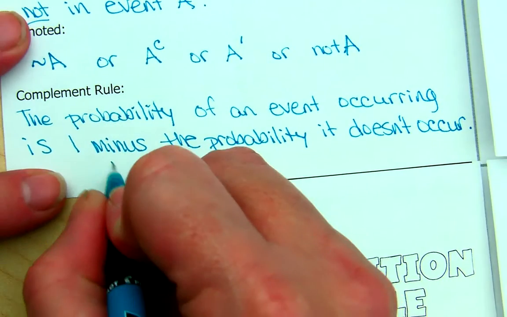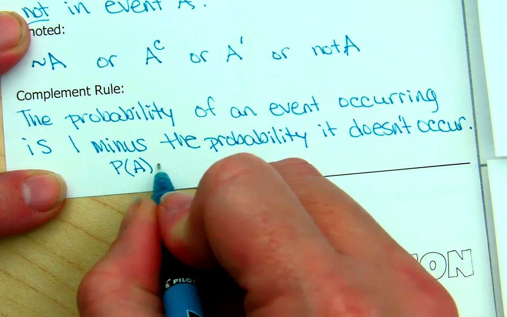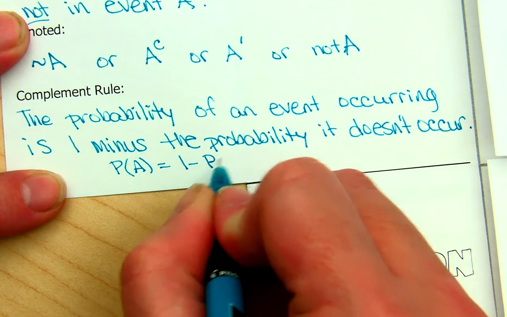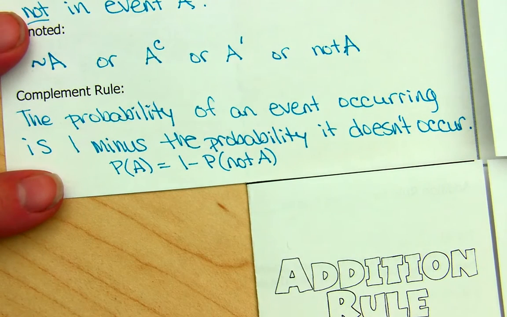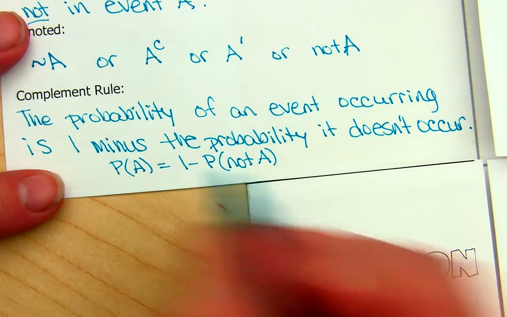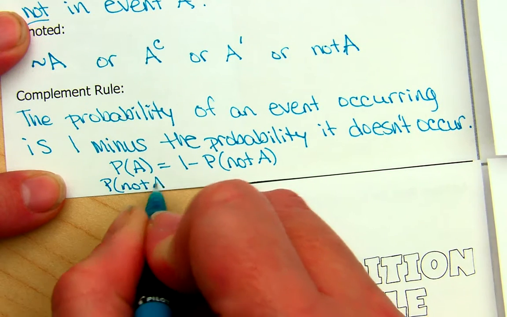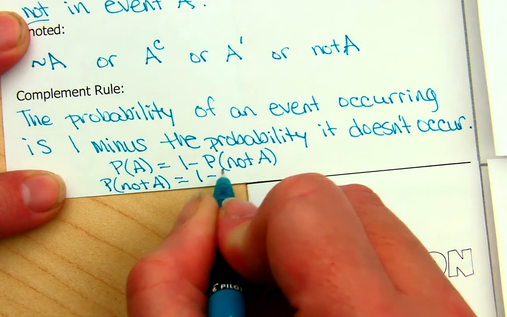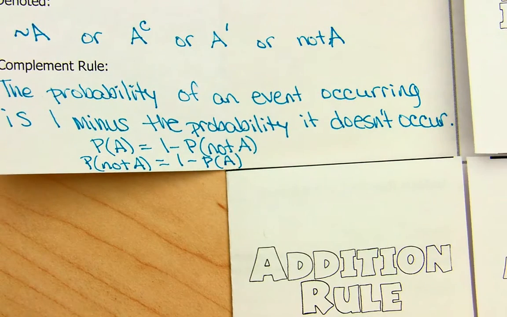So in other words, the probability of A is 1 minus the probability of not A. And conversely, the probability of not A is 1 minus the probability of A. So you can find either the complement or the probability of A using this complement rule.